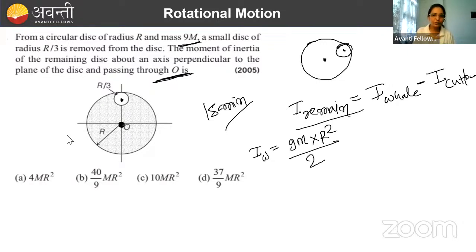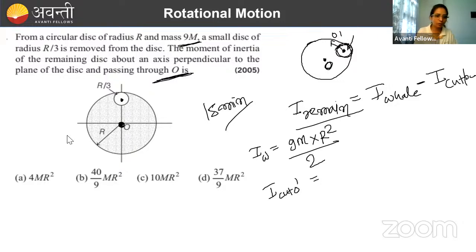Now, what is the mass of this cut portion? Again, its moment of inertia, let's calculate. Total, we have to calculate the moment of inertia of the remaining portion about point O. But let's focus on this cut portion. Let's call its center O dash. So the moment of inertia of this cut portion around O dash will be how much? So I am calculating for the cut portion around O dash. So this will be the mass of the cut portion. What will be its mass first?